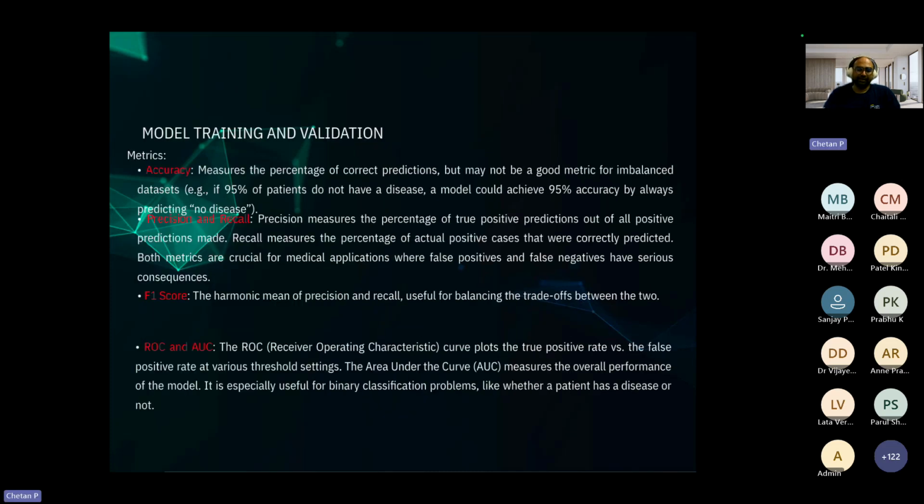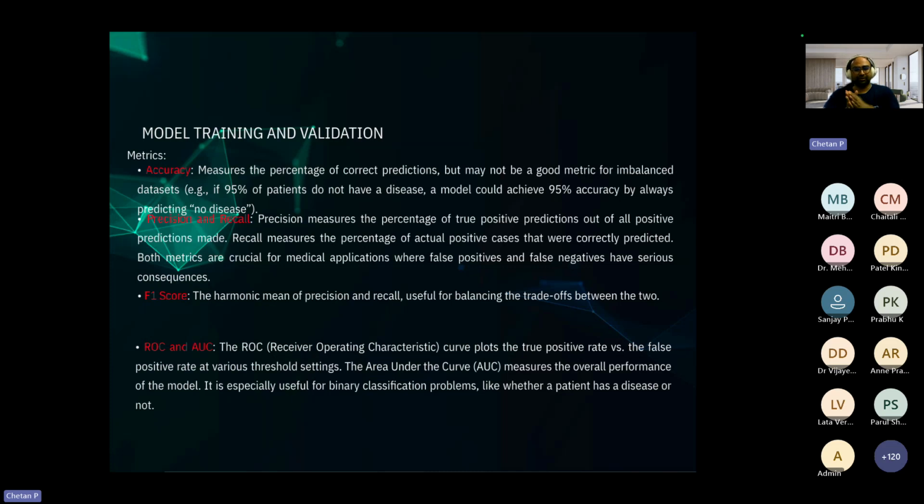Now, as I was explaining with the imbalanced data sets, sometimes people think that accuracy is very good, so I don't need to worry about anything, I'm very happy. But if 95% of patients do not have a disease and the model could achieve 95% accuracy, it is not good. That doesn't mean there is no disease, right? So in such cases, especially in medical cases, precision and recall are very important. So what is precision? Precision measures the percentage of true positive predictions out of all the positive predictions. So it is only considering the positive predictions, while recall measures the percentage of actual positive cases that were correctly predicted. Both metrics are crucial.